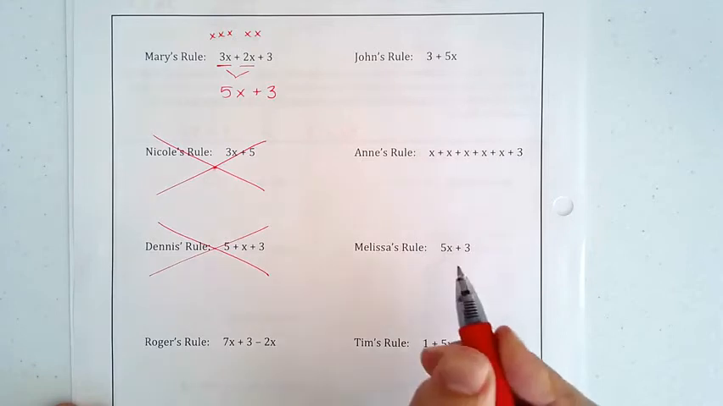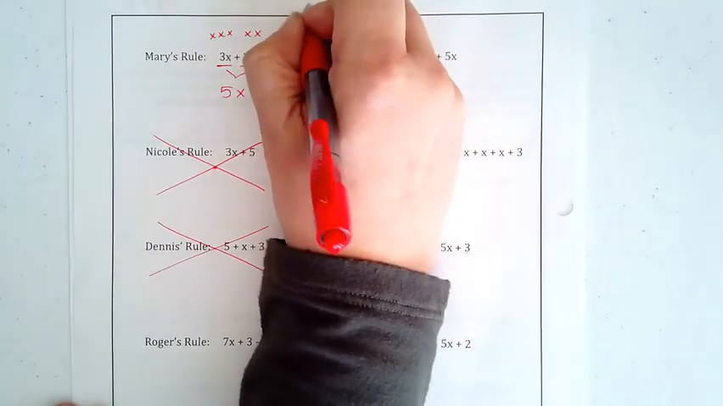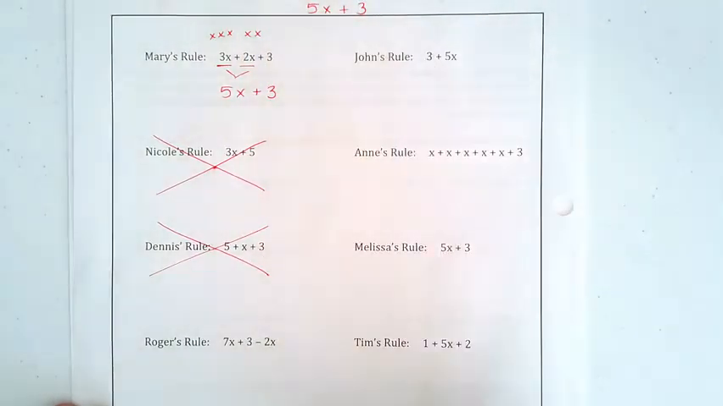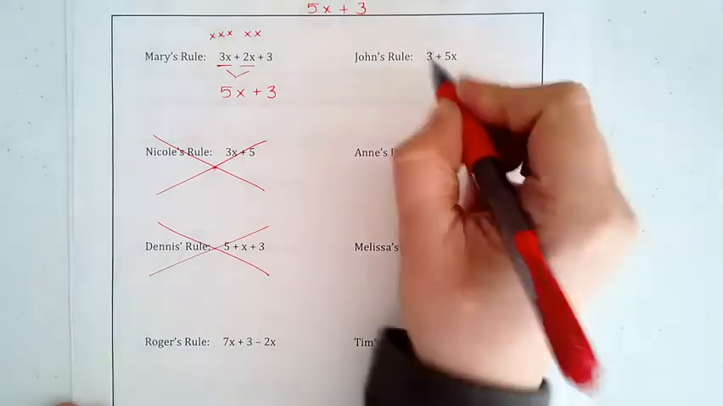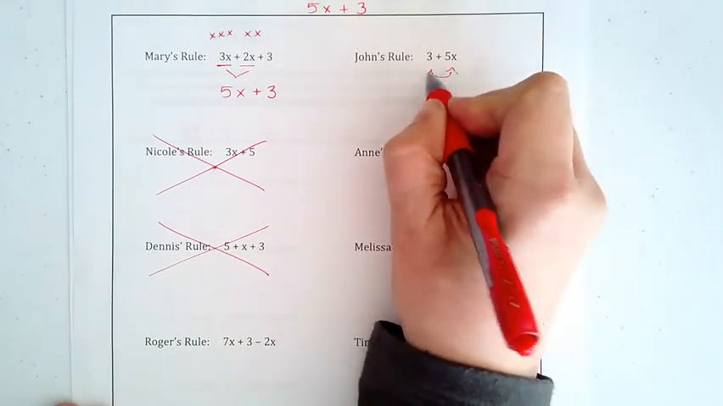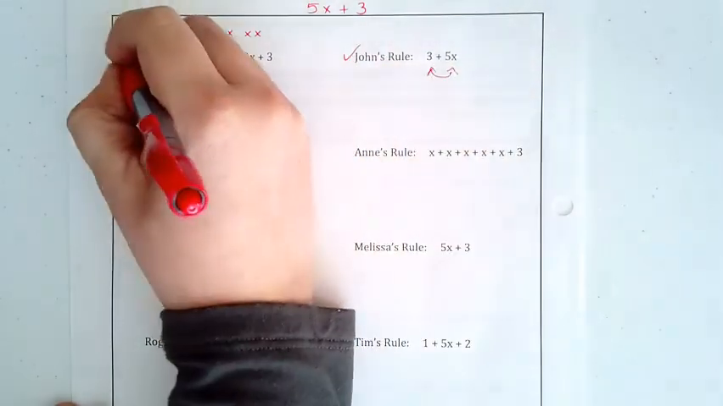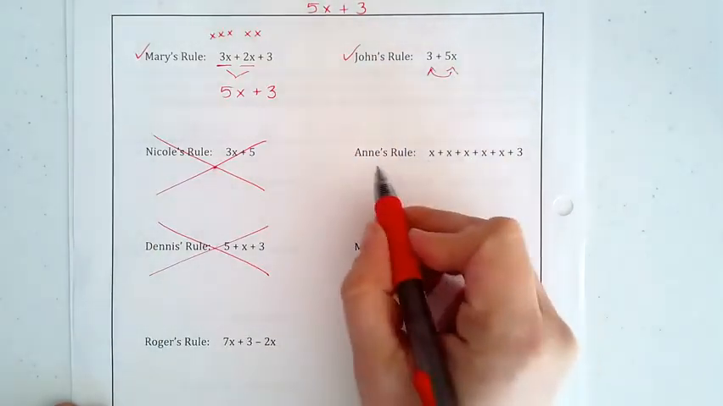And guess what? If you remember from the front, the pattern we came up with was 5x plus 3. Now this one was just a flip-flop, so that one works. John's works, Mary's works. Now what about Anne's?